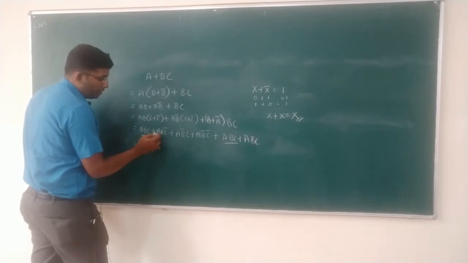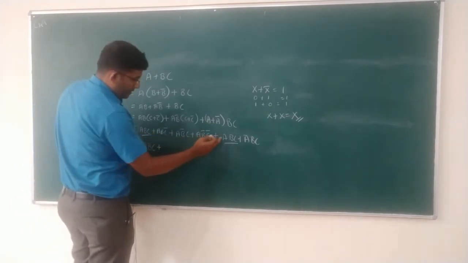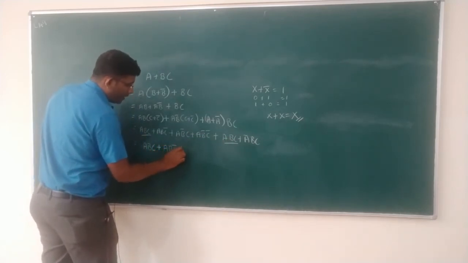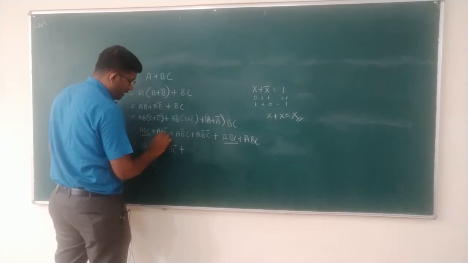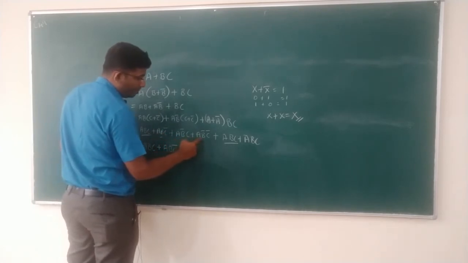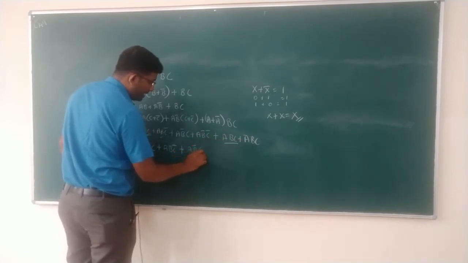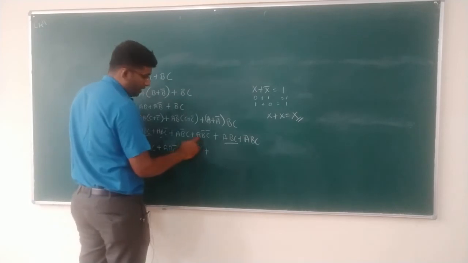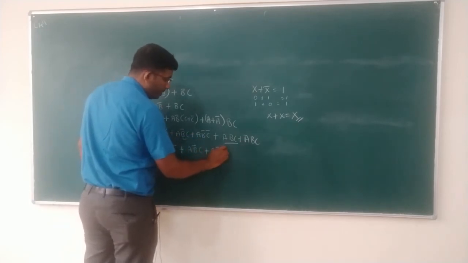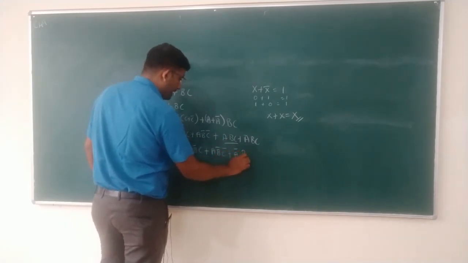Now looking for the next expression, ABC bar. No such expression, so ABC bar. The next one, this one is also done. Then AB bar C. AB bar C is not there, so I am writing it as AB bar C plus, this one is also done, AB bar C bar plus A bar BC.